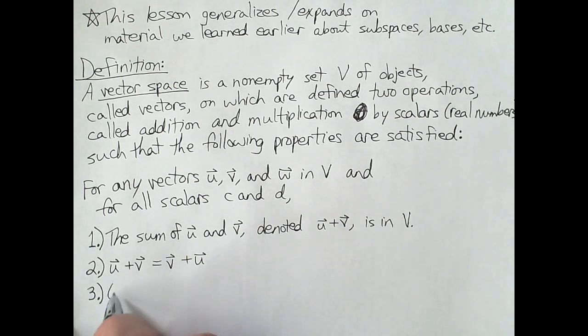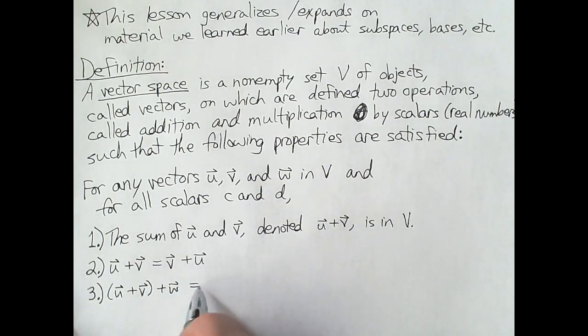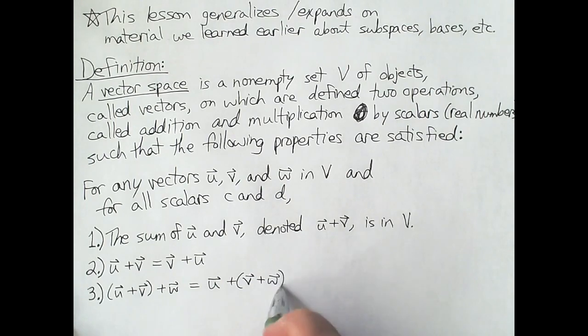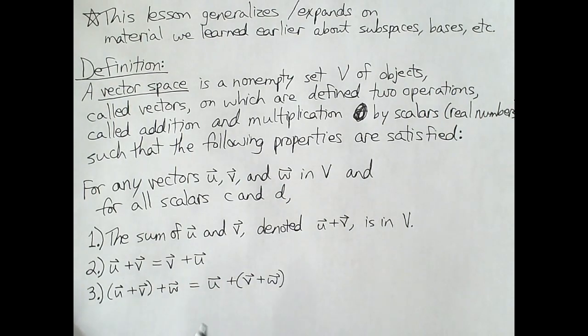The next one is saying that addition is associative, which says that we can rearrange parentheses. What does that mean? What this really means is that we can rearrange the order in which these operations are done. You can add U plus V first, or you can add V plus W first. And either way, these three vectors add up to the same thing.